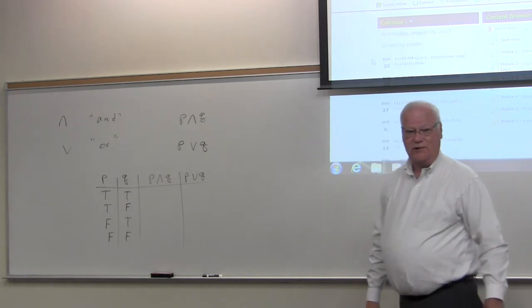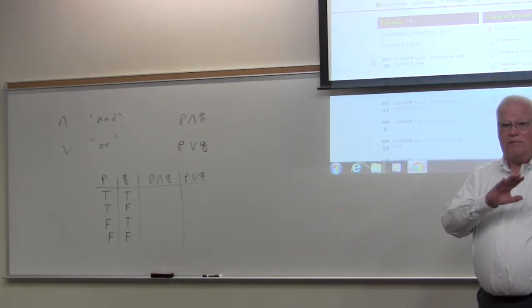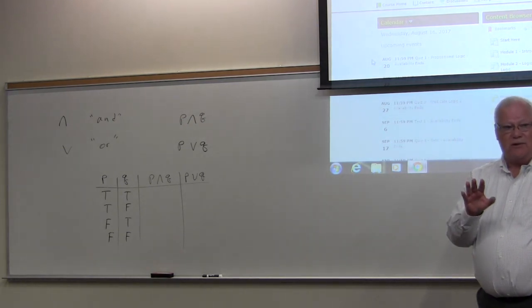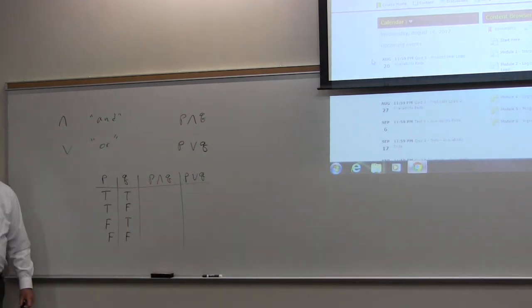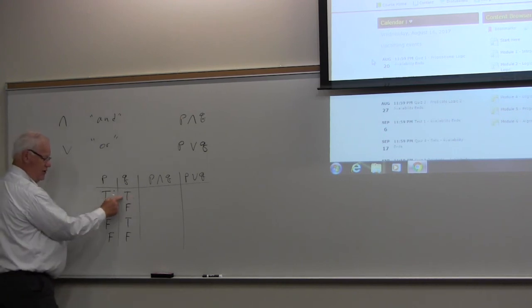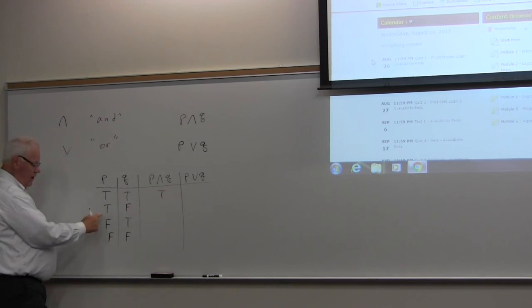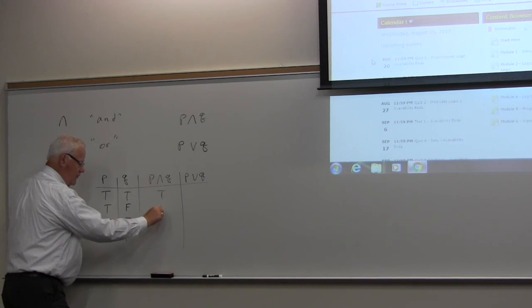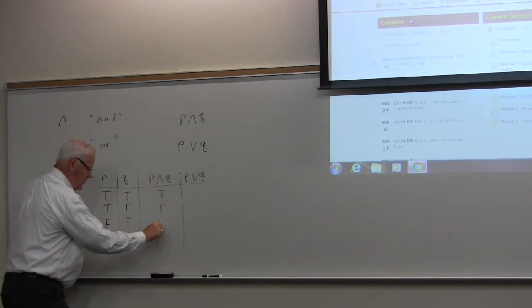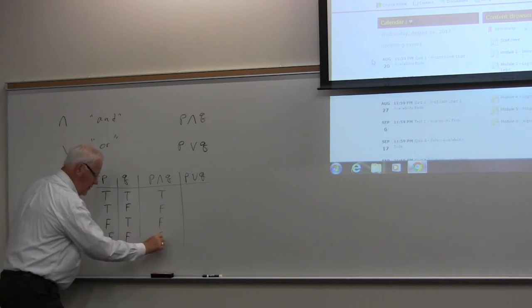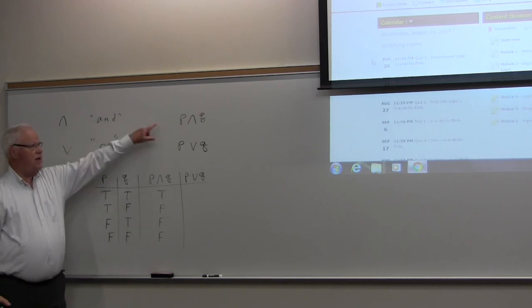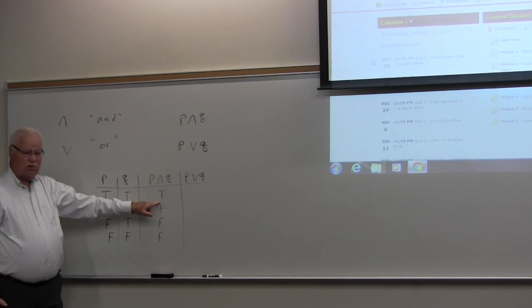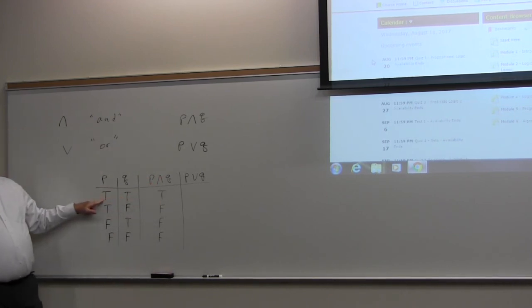Okay? Now, I'm trying to go kind of fast because I want to get all this done and also go over the quiz. So am I losing anybody at this point? Everybody okay with this? Now, what did I say about the and? I said it was true only when both are true, right? So what I do is I come back here and I look at these, a T, T, oh, well that's when it's true. But a T and an F, no, for an and statement, that's going to be false. An F and a T, no, that's going to be false. And an F and an F, that's obviously going to be false. So notice that this then shows pictorially what I said up here, that the and statement is true only when both of the propositions are true.